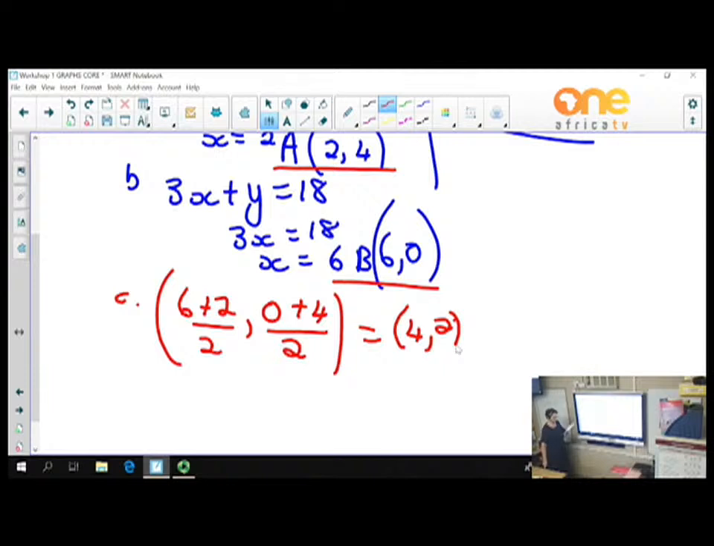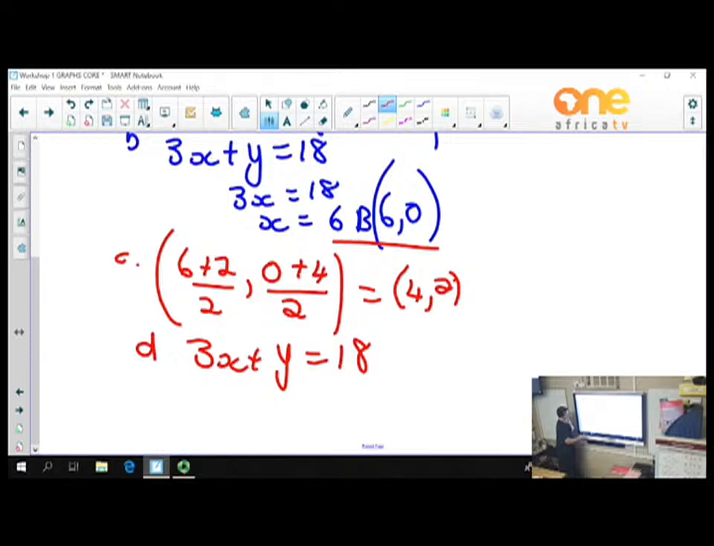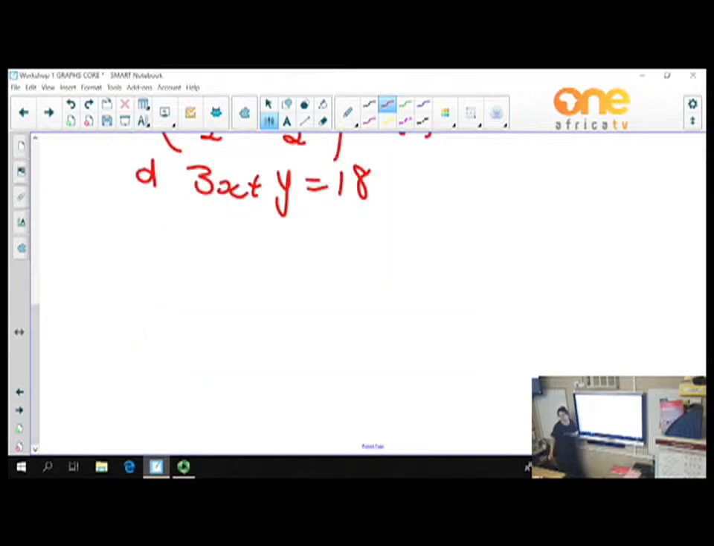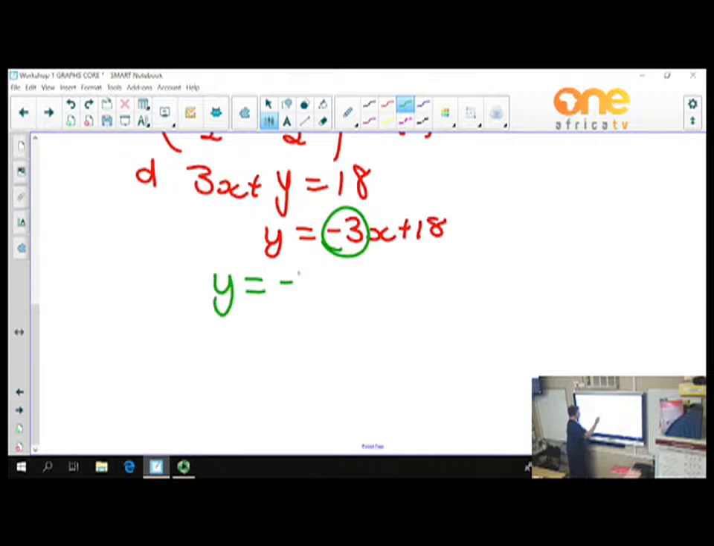And then they say find the equation of a line parallel to that line. If it is parallel, just remember this one, 3x plus y is equal to 18, is not in standard form. So it means you do not have a gradient at this stage. So what is the gradient of this one? So m is negative 3. So the equation will be y is equal to negative 3x plus c.